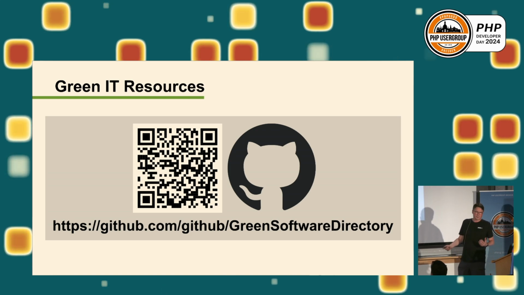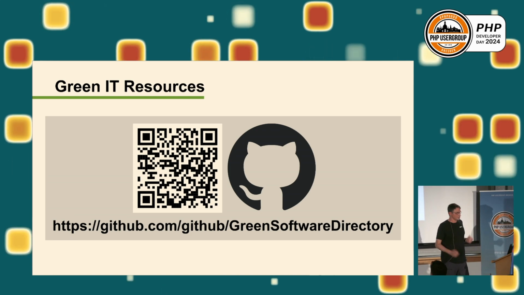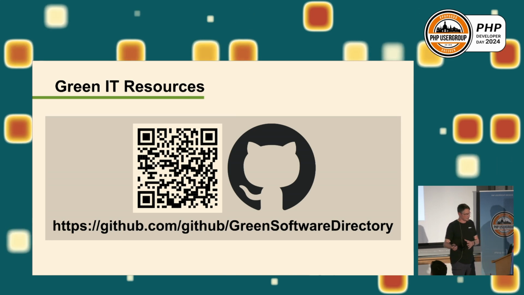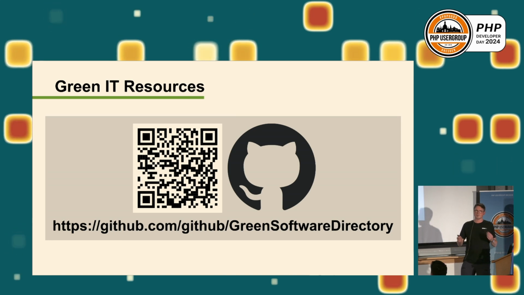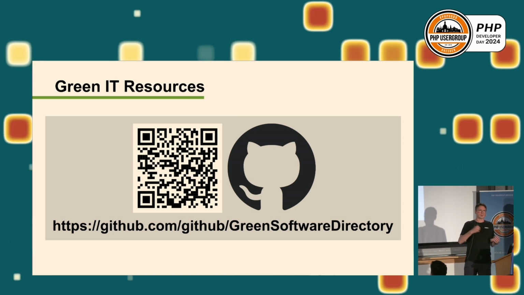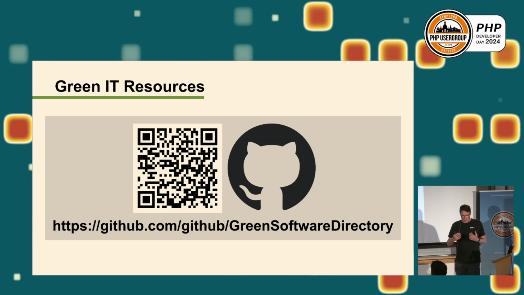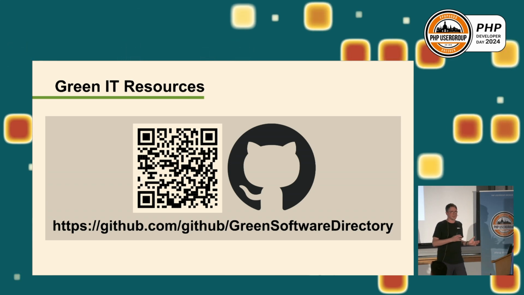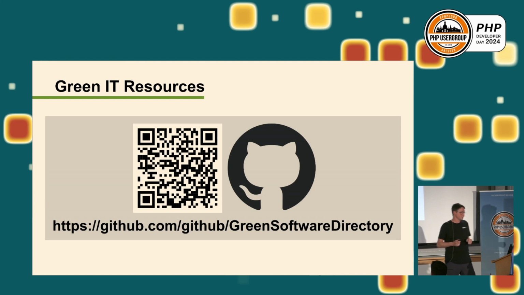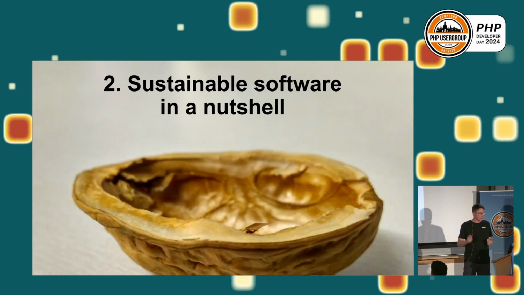Okay, so now we have a way to at least measure emissions, let's say estimate. I think it's not always so important if it's 1 or 1.5 grams, but it's good to know the relations when you do some optimization and you have a before and an afterwards. So these tools are quite good.